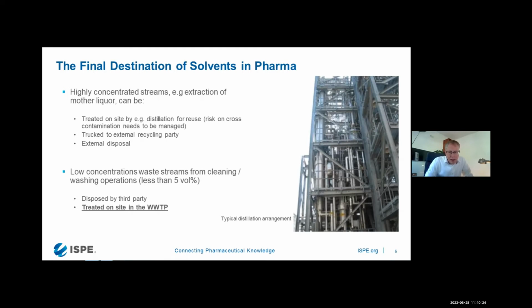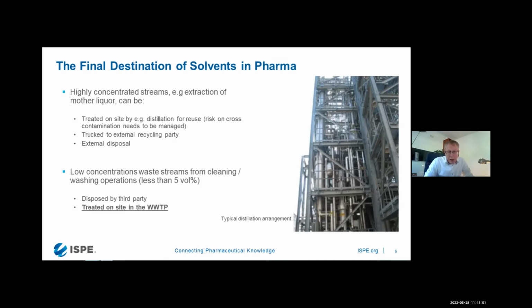That typically finds its exit in two ways: either by disposing of it through a third party, or it's treated on site in a wastewater treatment plant. Well, disposing of it to a third party is obviously an easy way of dealing with it, but it's in general fairly costly. And it can involve a lot of truck movements, and especially that has obviously some HSE consequences. So that is not always preferred.